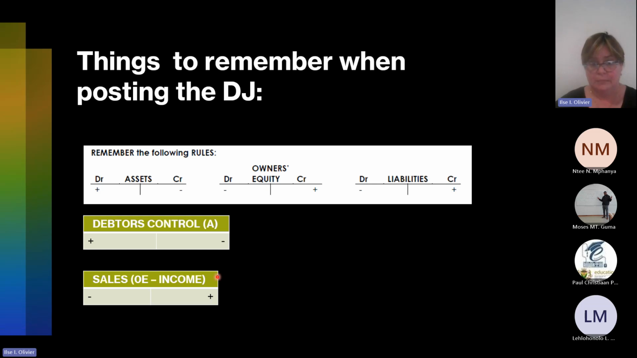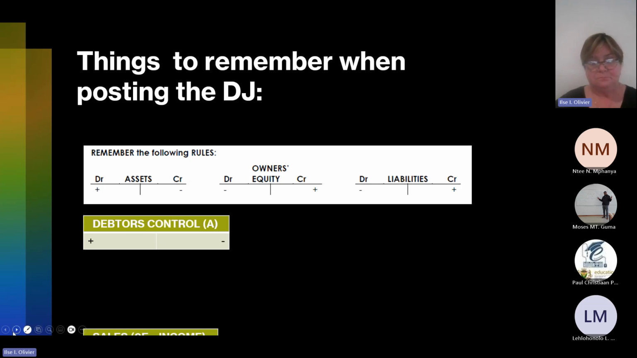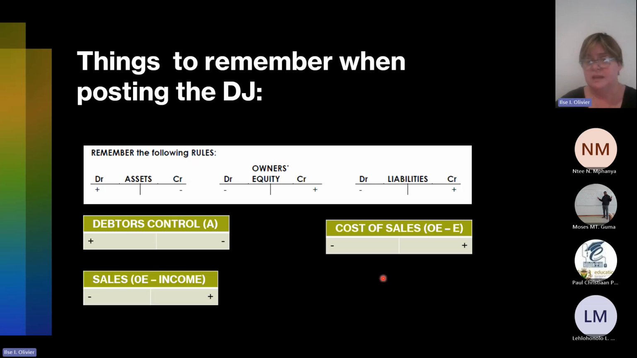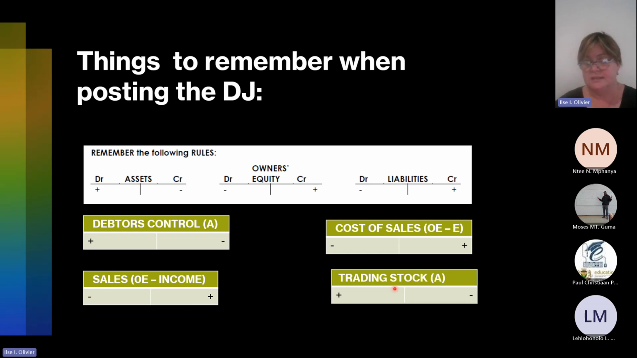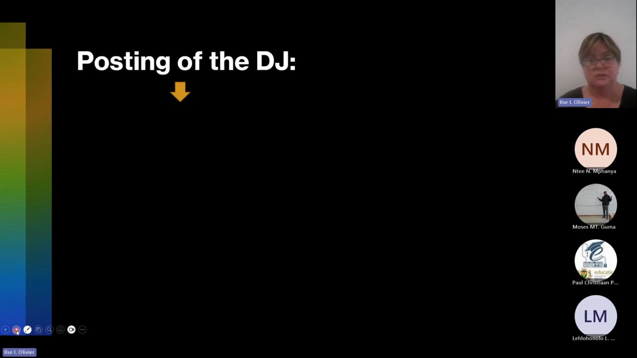Sales is an income that will increase on the credit side and decrease on the debit side. Why? Because it increases owner's equity. Then we have cost of sales, that is an expense, and that also decreases owner's equity on the debit side and increases it on the credit side. And then we have trading stock, that is an asset that increase on the debit side and decrease on the credit side. So let's look at our DJ.